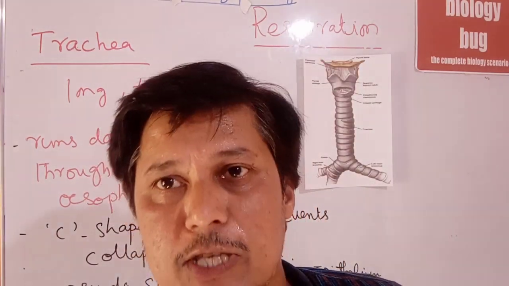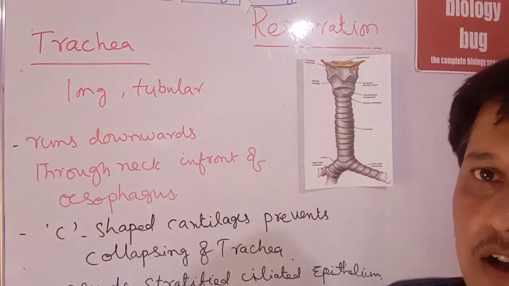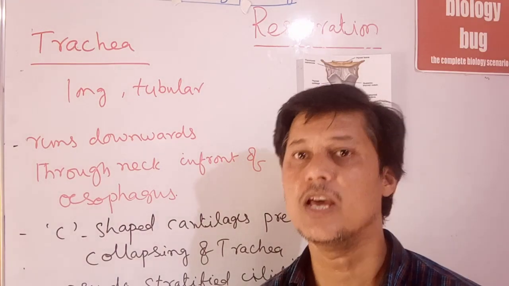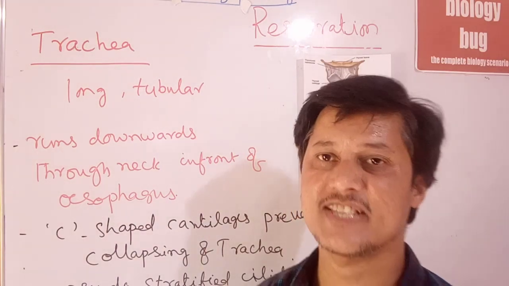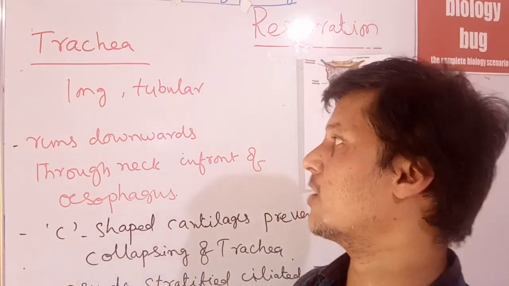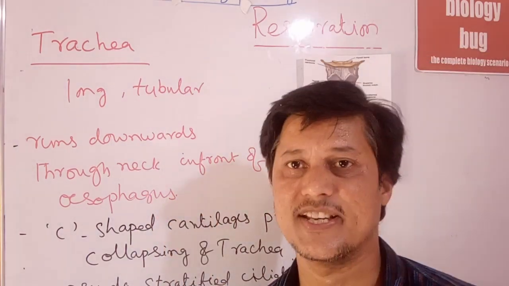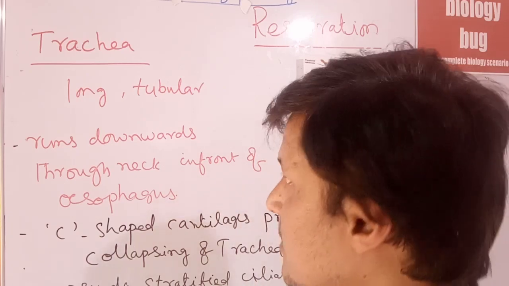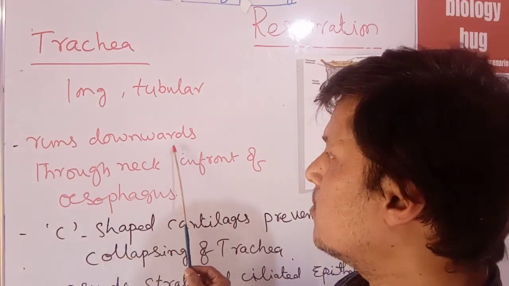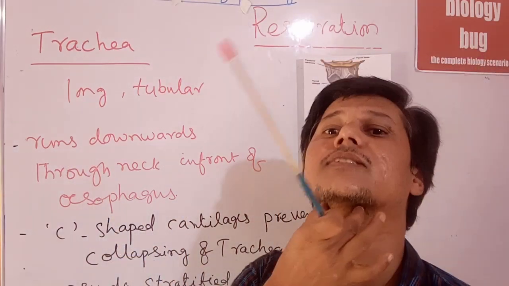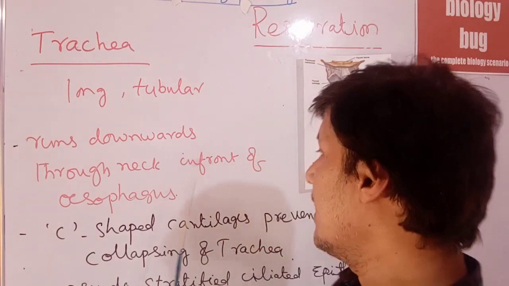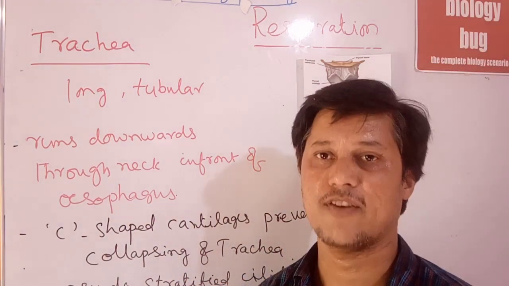So the next respiratory part is the trachea. It is also known as the windpipe. It is a long tubular structure. It runs downward through the neck in front of the esophagus.